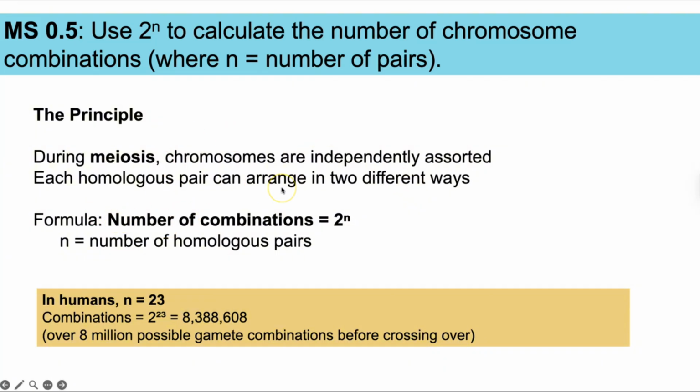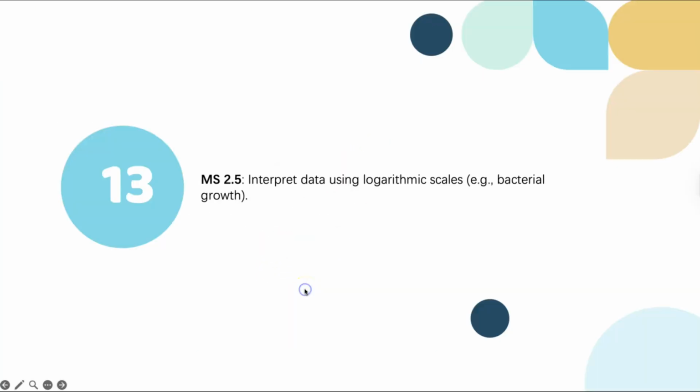So if we want to know how many possible different combinations there are that we could get in the gametes, it's 2, because we have pairs of chromosomes, to the power of n, where n is the number of pairs you have, the number of homologous pairs. And in humans, we have 23 homologous pairs of chromosomes. So that means 2 to the power of 23, which comes to over 8 million possible gamete combinations that we can create before you even take into account crossing over and random fertilization of these gametes. So it's another way just to demonstrate how large the genetic variation is that's introduced from meiosis with a mathematical formula.